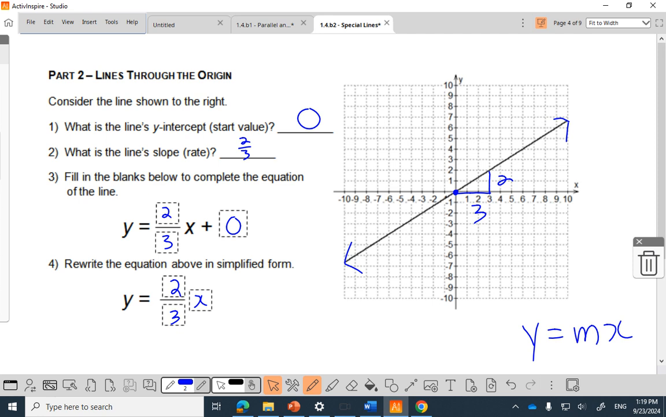Do you need more time? Time's starting to get interesting here, is it? No, we got lots of time. Still got like 15 minutes. Okay.